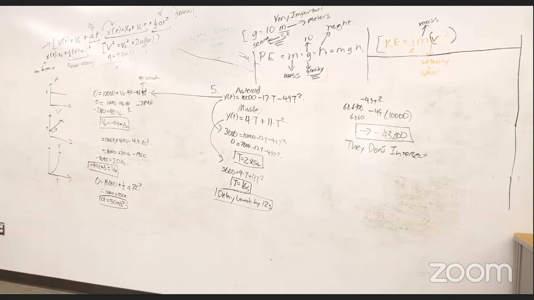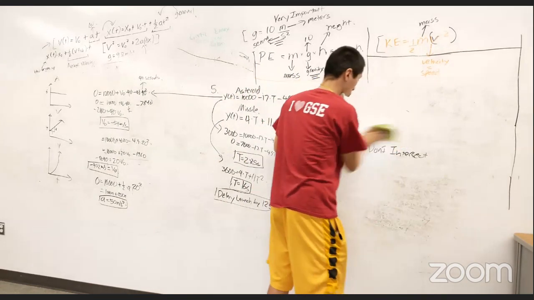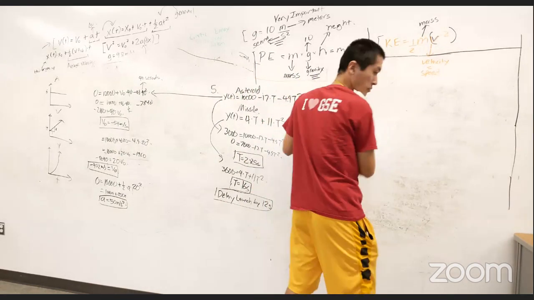So for question 7, what we're doing is we're looking at G-forces. So Saturn V has an acceleration of 3.9 Gs.